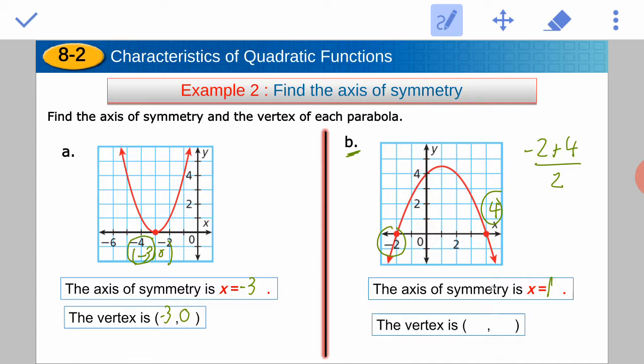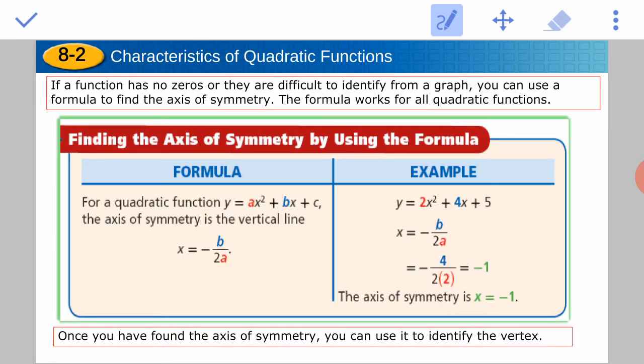So guys, the equation of the axis of symmetry is x equals 1, and the vertex has to be 1 and another value. How do we get the other value? We just go and read the coordinates. The x coordinate is 1. The y coordinate is between 4 and 5, so it's going to be 4.5.